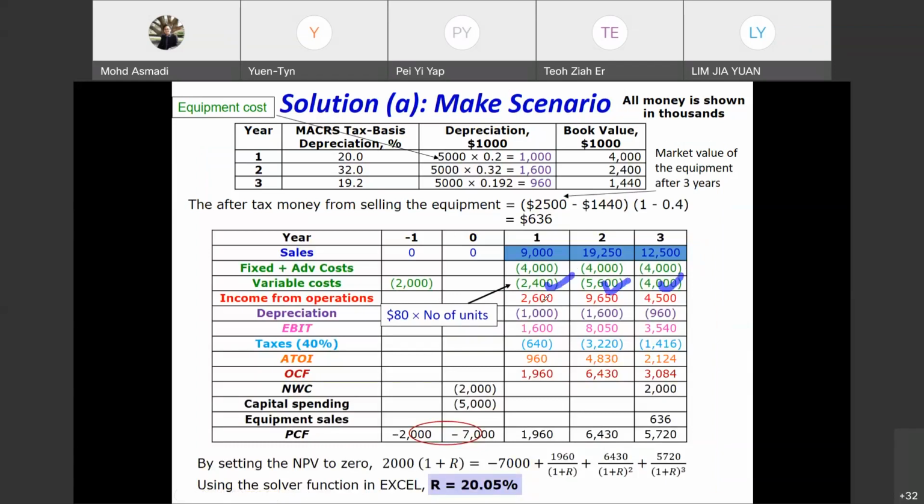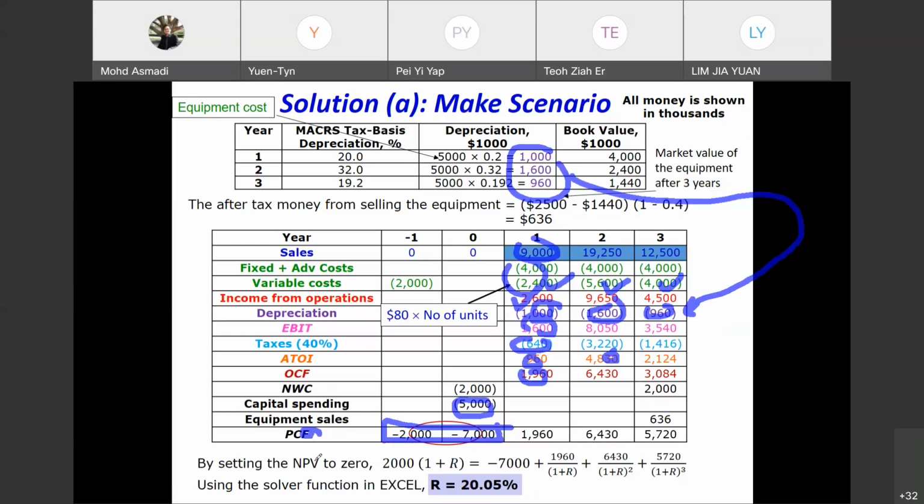And then IFO, you calculate this one minus this one, so you can get IFO. Depreciation from the book value, this one, right? And then EBIT, this one just minus tax, times the tax, and all the information. So the injection, since the equipment cost we increased from 3,000 to 5,000, the money that we have to inject is around 9 million, because it's in thousand, right? 9 million. And the rest you calculate.